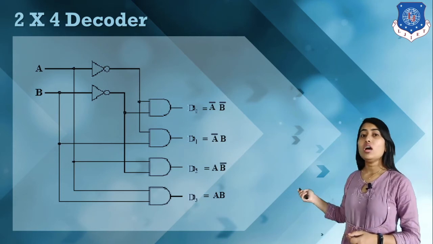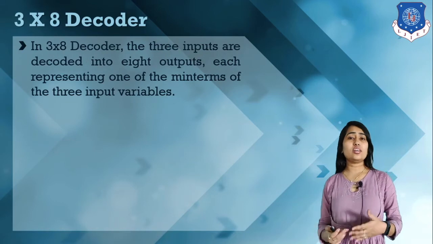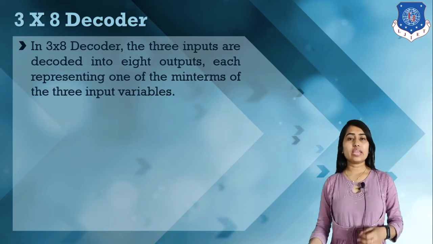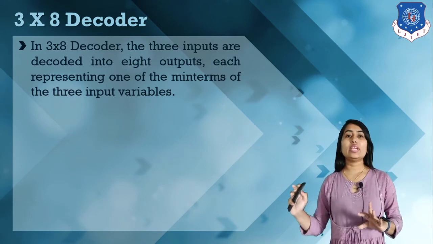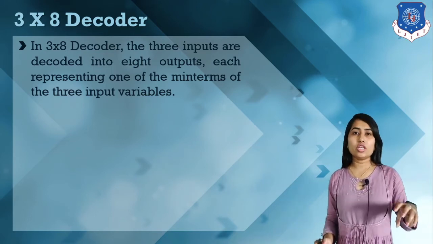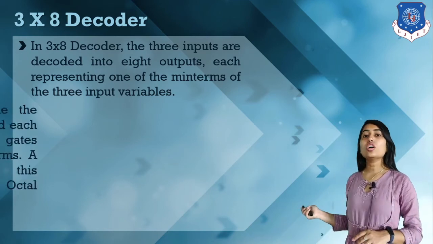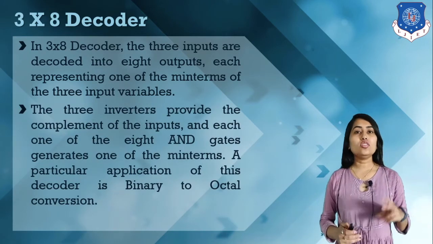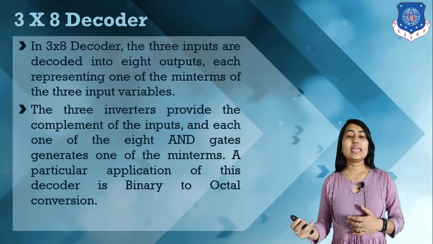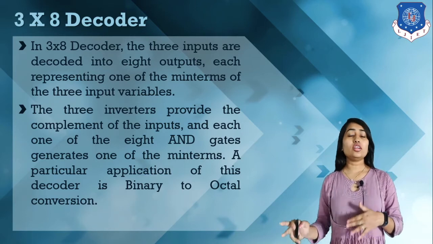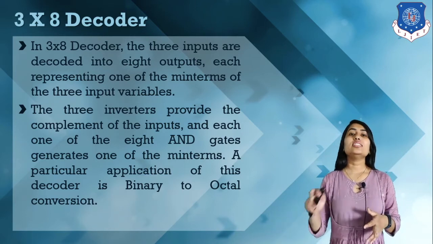Next we have a 3x8 decoder. A 3x8 decoder is a combinational logic circuit in which 3 inputs are converted into 8 output lines. So 3 bits of data are decoded into 8 bits of data. According to the values of these 3 input conditions A, B, C, we have 8 outputs, one at a time, according to the values of the input lines.